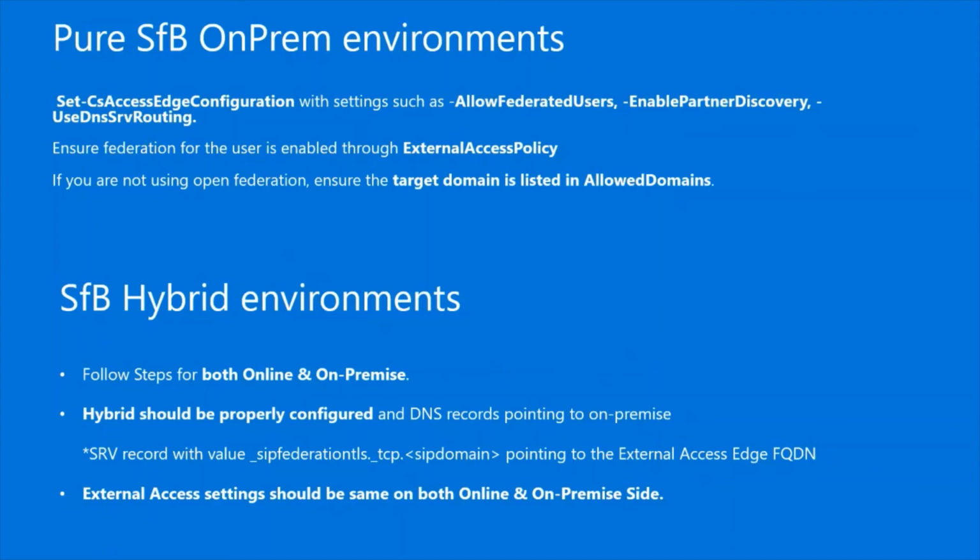In the case of hybrid, since this is a combo of both environments, you have to enable federation on both, that is online and on-premises. Please make sure that your hybrid is set up correctly as per the recommendations from Microsoft. The most important point to note here is that your DNS records should point on-premises in the case of hybrid. External access settings should be the same for both, from the online side and from the on-premises side. So we'll be moving on to the next slide.